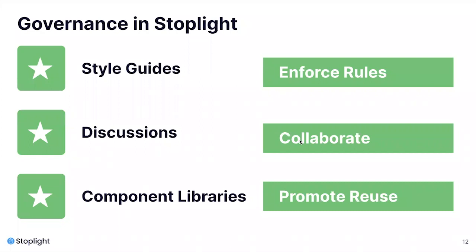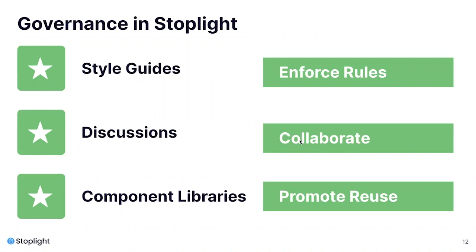Before getting into the actual feature, I want to talk about how Stoplight thinks about governance. So we started with style guides, which was primarily about enforcing rules. You create a list of rules, conventions, best practices, and then enforce them across your organization. This helps with best practices and conventions in terms of casing, and in terms of the error responses that I really want to build out.